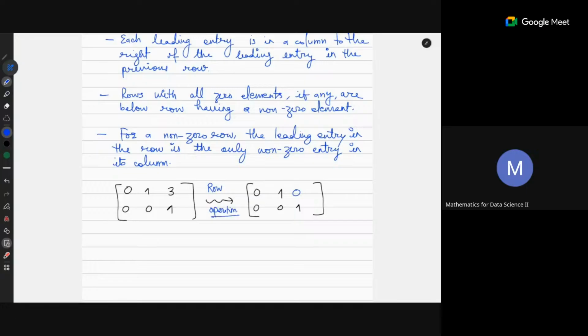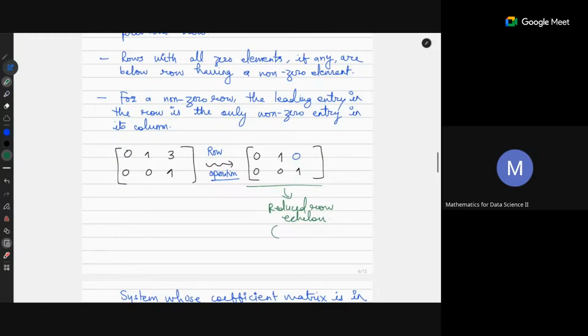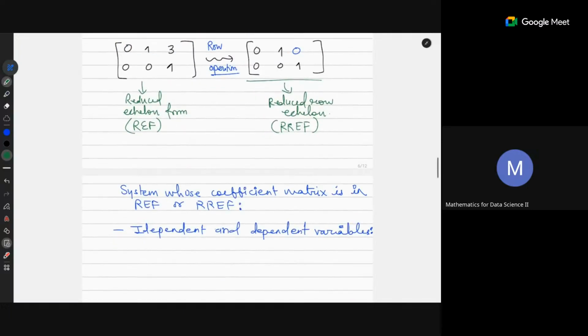All right. So then the matrix on the left, the matrix on the right becomes reduced row echelon. Okay. So in short form, I will be writing my reduced row echelon form as RREF, and I will be writing my row echelon form as REF. All right. So this is a small convention which I will follow.